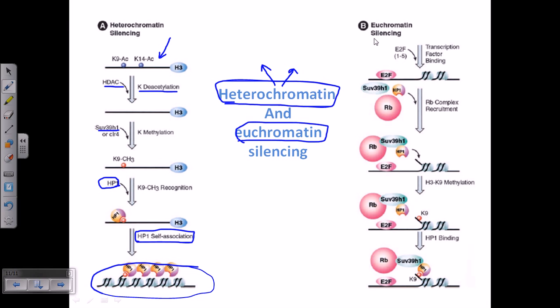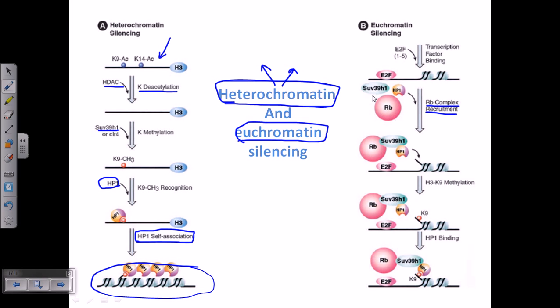Okay, but for the euchromatin, we again have the DNA sequence released. Now we need to coil them. For the coiling we must deacetylate whenever the acetyl group is present. So in this case we recruit the E2F factor first, and then it will recruit SUV39H1 and HP1. This is called the RB complex or retinoblastoma complex, right? It's a tumor case, so we call it the retinoblastoma complex.